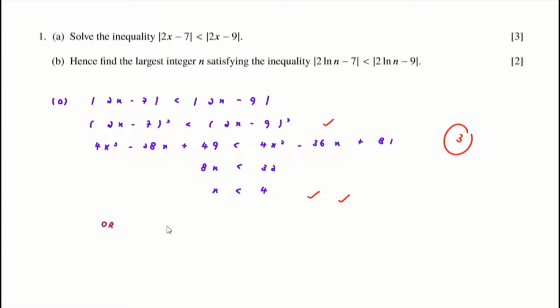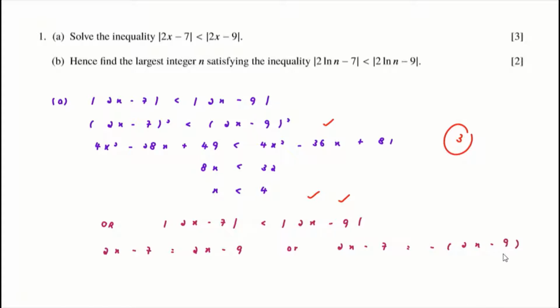So the first thing you can try to do is modulus 2x minus 7 lesser than modulus 2x minus 9. I'm not going to explain further about the positive and negative, whether you need to change the sign or not. You can refer to the previous video. But the thing you can only solve is the equal to case. Which means it will be 2x minus 7 equal to 2x minus 9, or the other one, 2x minus 7 equal to negative (2x minus 9).